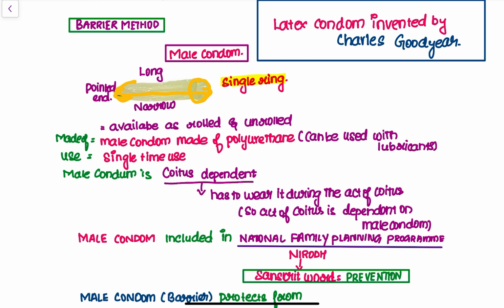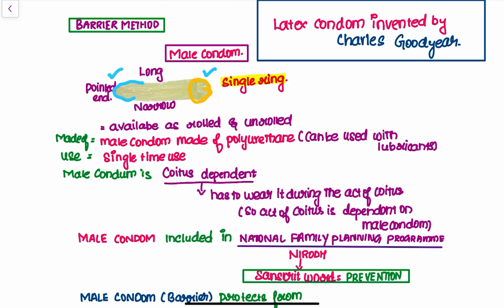and at the same time the other edge of the condom has a pointed end, right? So this point is a pointed end. As you can see here, it has a pointed end. So on one end there is a single ring, on the other end there is a pointed edge, and it is long and it is narrow, right? So with the similar features, you can just identify that this is a male condom.